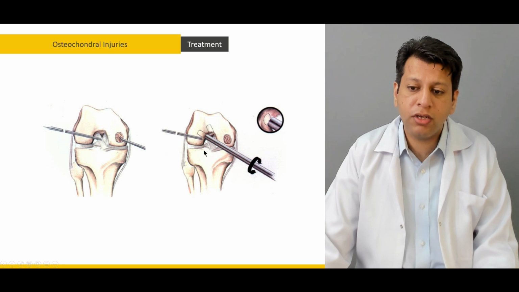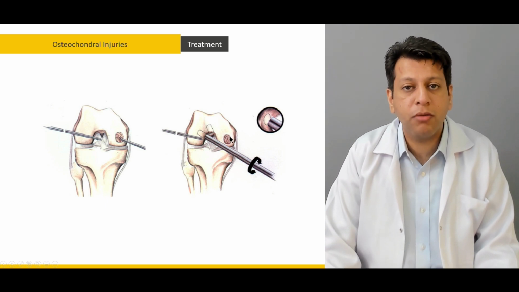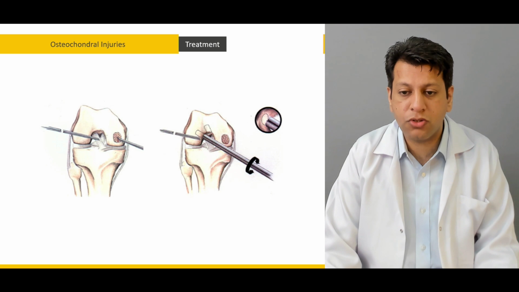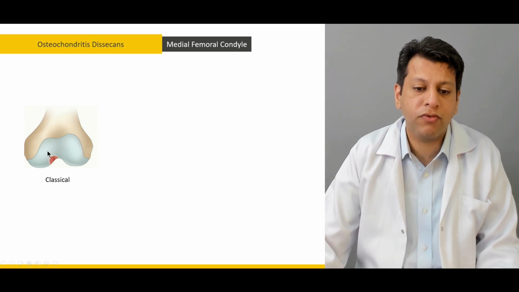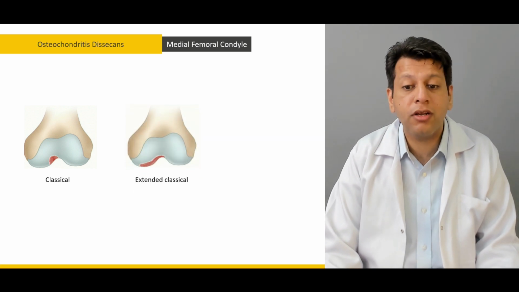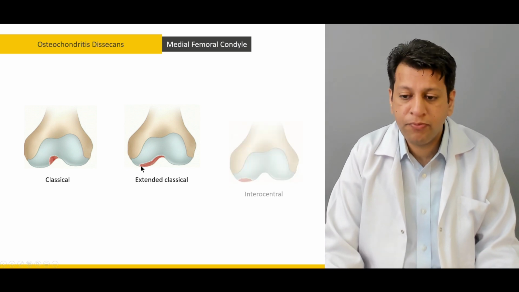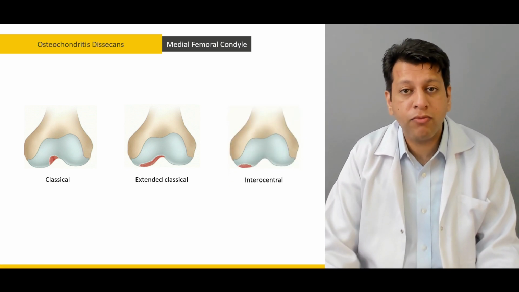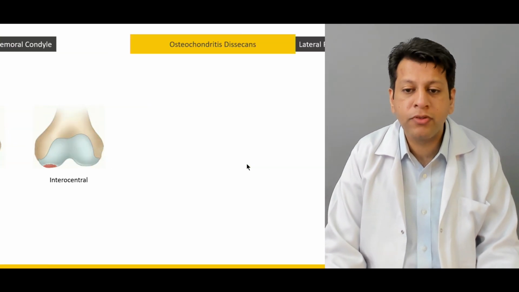The other option, if it involves a large bony piece, is to take a graft right from there and patch it up on this surface so that the bony anatomy and bony surfaces can be restored. One way of classifying this is a classical lesion, which involves the lateral surface of the medial femoral condyle, but other lesions may exist, such as extended classical, in which it involves the articular surface of the medial femoral condyle.